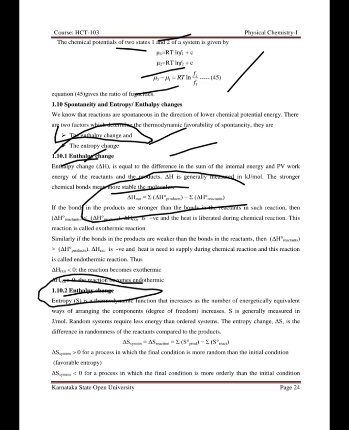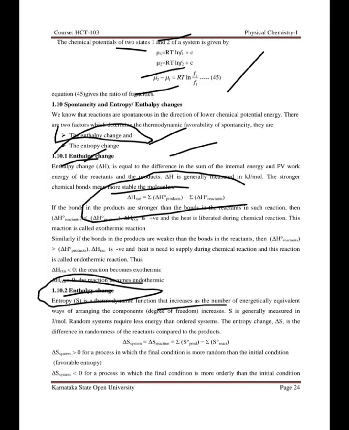1.10.2, that is enthalpy, a spelling typo; it should be entropy change. So entropy is denoted by S. S is entropy, the measure of the system's thermal energy. Entropy is a thermodynamic function that increases as the number of energetically equivalent ways of arranging components by degrees of freedom increases. And that is what entropy is, nothing but increasing the temperature of the system.